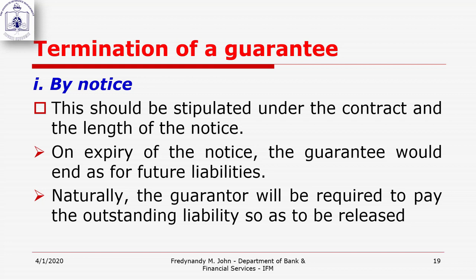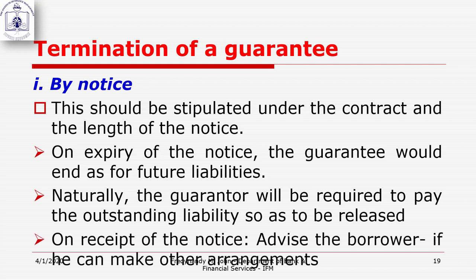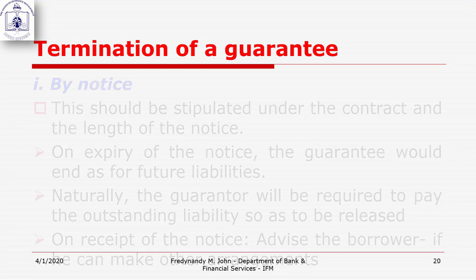That is to say, all debts or liabilities to that particular date, the date where the notice will expire, need to be fully repaid before the banker could release the guarantor from his liabilities under the guarantee contract. And by doing so, the banker is supposed to inform the borrower so that he can make some other arrangement. Making another arrangement simply means looking for another guarantor if the banker wants that particular debt or loan to continue to be guaranteed by someone else.